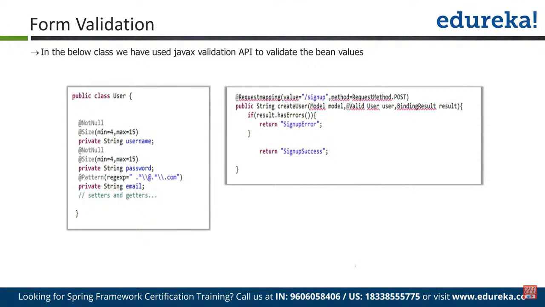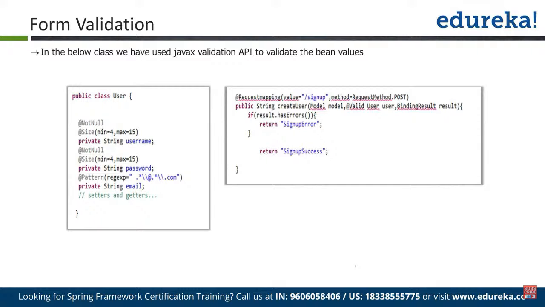Form validation. In the below class, we have used the JavaX validation API to validate the bean values. So for example, if you want to do server-side validation, you can use the JavaX validation framework API to validate the bean values, like if it is exceeding or the size is less than what is there. Let's say minimum is 4, max is 15, or value should not be null, or to match the pattern for email, regular expression. So these kinds of validation you can put with the help of JavaX validation API in your example, and you can use it.